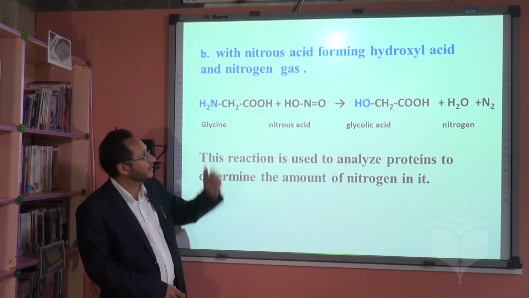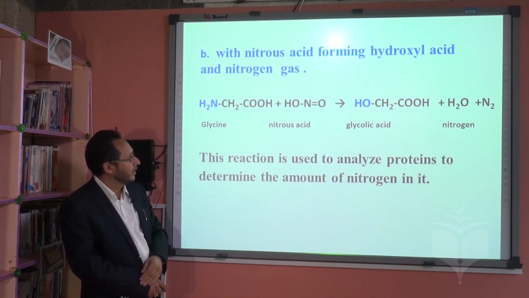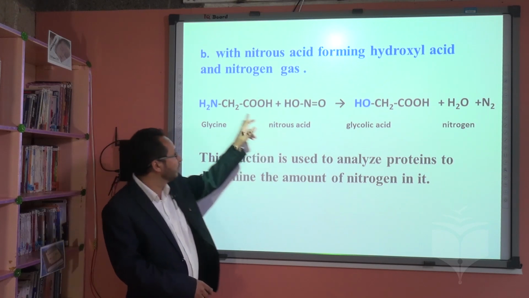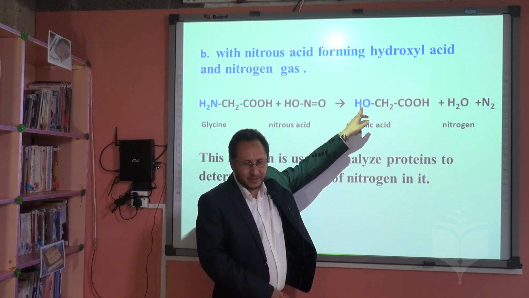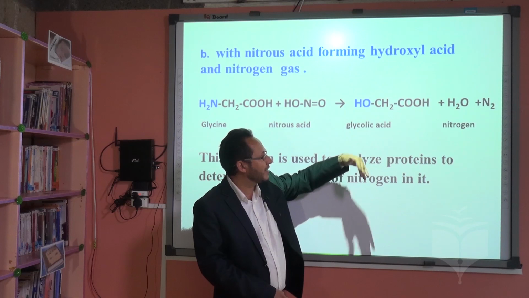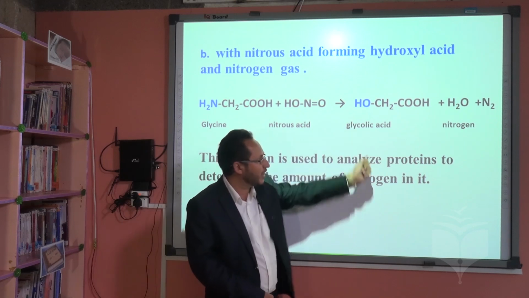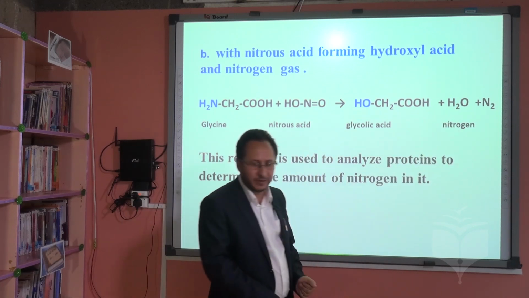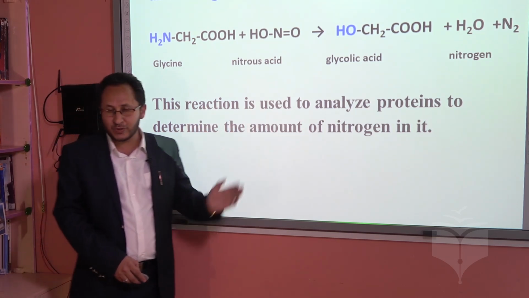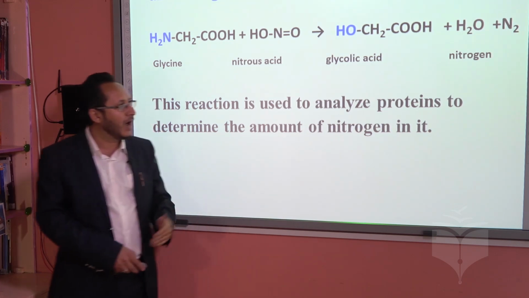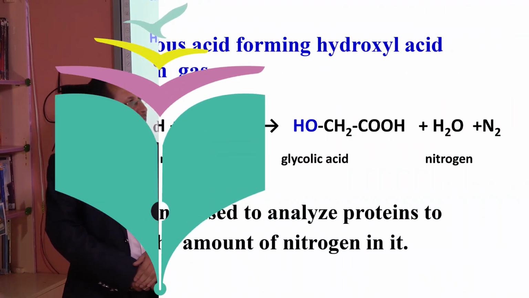The second reaction with nitrous acid forms a hydroxyl compound and nitrogen gas. The general rule for nitrous acid is that you have to remove NH2 and replace it by OH, as with amines. So with amines or with amino acids, the reaction is the same. Just replace NH2 by OH, and we have nitrogen as the side product. This reaction is very important in our life because it is used to analyze protein, to determine how much nitrogen is inside it and how many amino acids are inside this protein.